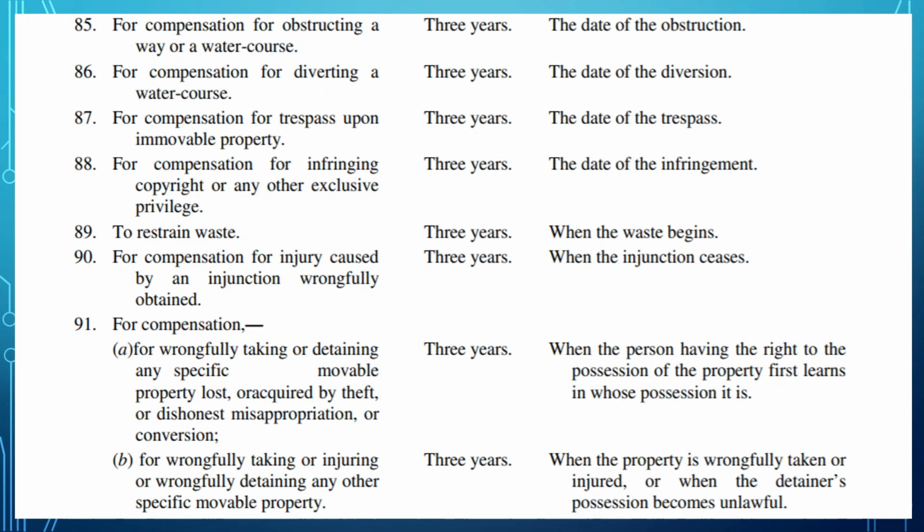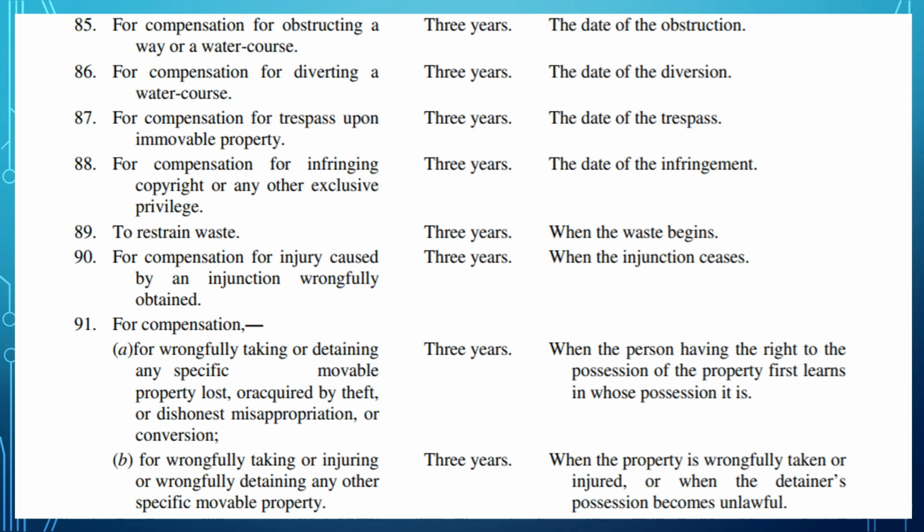If a suit is filed for compensation for obstructing a way or a water course, then the suit needs to be filed within 3 years from the date of obstruction. And if a suit is filed for compensation for diverting a water course, then within 3 years of such a diversion, the case is to be filed. And in case of trespass upon immovable property, compensation can be claimed within 3 years from the date of trespass.